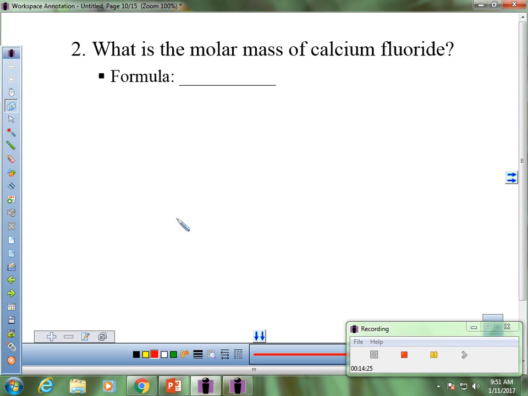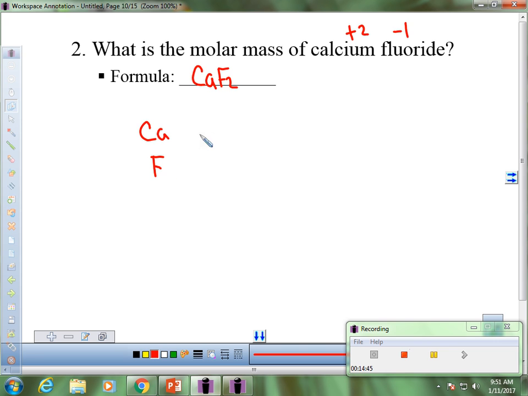All right, our next one, the molar mass of calcium fluoride. Well, calcium fluoride is a formula unit because it's ionic. It's got a positive 2, and this is a negative 1. So it's CaF2. And so to find the molar mass, we go to the periodic table. Calcium is 1, fluorine is 2.